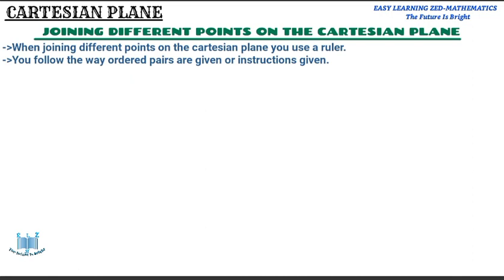When you're joining, you need to pay attention to the instructions or the ordered pairs, the way they are given. So you start with the first point given, going to the second point given, then you go until you finish the points given in that order. Remember, you should be using a ruler when drawing lines. When joining these points, you use a ruler.